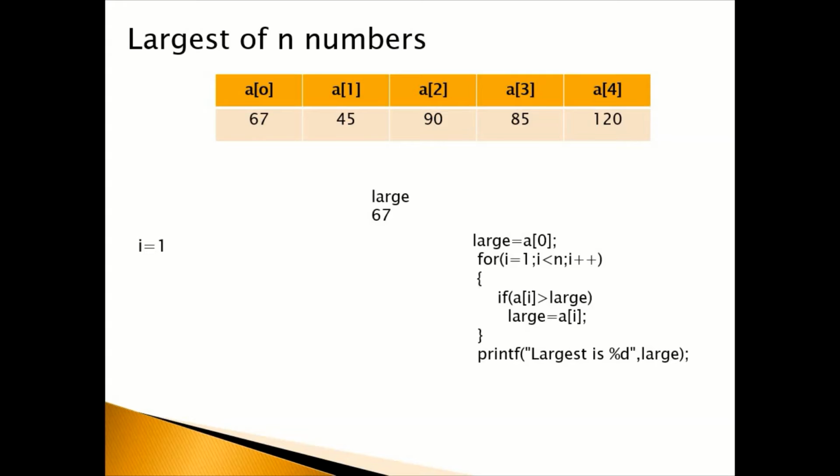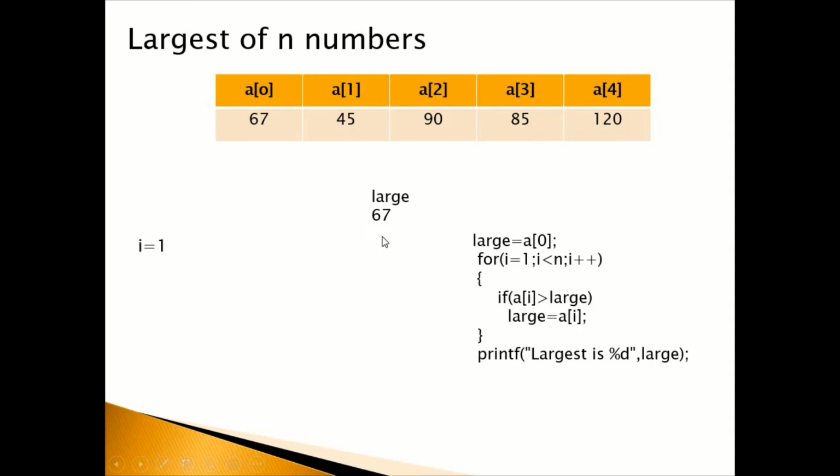When I is initialized to 1, the condition is true. N value is 5 because 5 elements are entered. So it enters the loop where it compares a of I and large, whether a of I is greater than large. What is a of I? I is 1. So a of 1 is 45. 45 is compared with large.